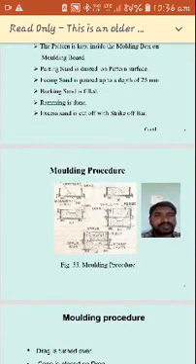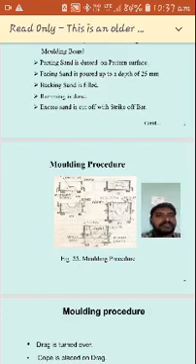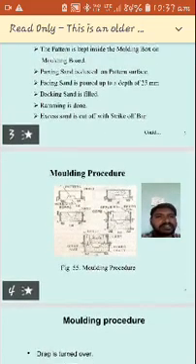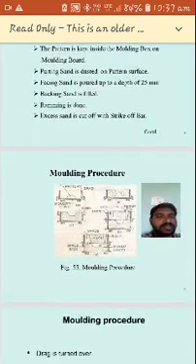Take the molding box, place the pattern over it, and dust the parting sand. After that we take the facing sand and mix it properly, and with the help of a shovel we fill it in. The facing sand cannot fill the molding box completely, so only a part of the depth, that is up to 25 mm, is filled.